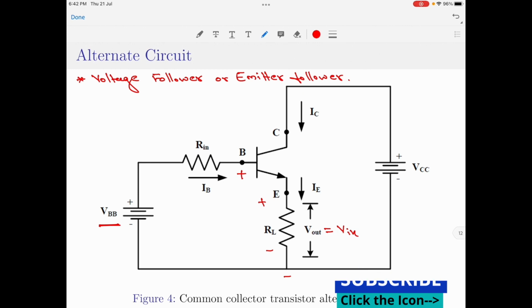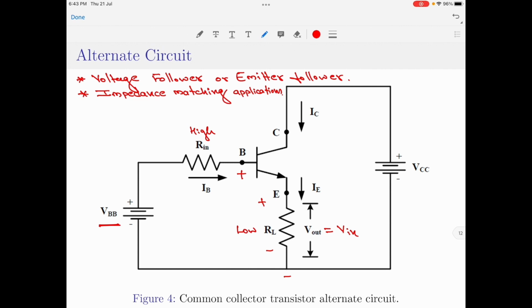The common collector configuration is commonly used in impedance matching applications because of its very high input impedance and low output impedance. In simple words, the value of Rin is very high and that of the output, which is RL, is low. This particular characteristic makes this configuration most suitable for impedance matching applications.